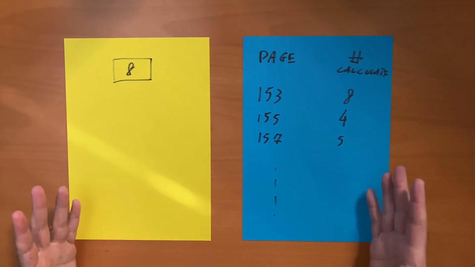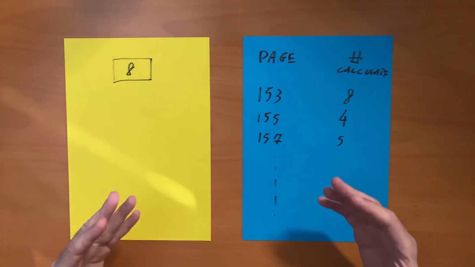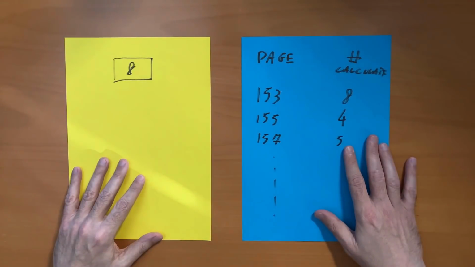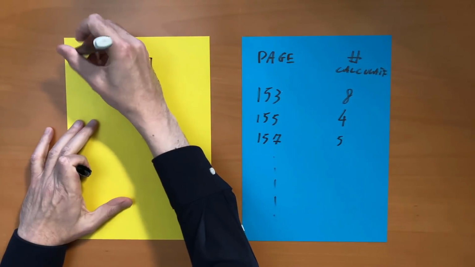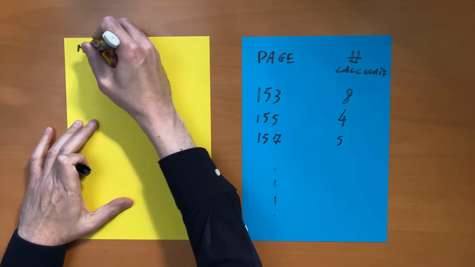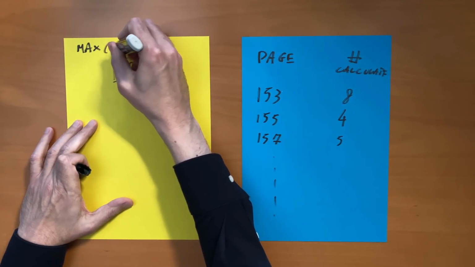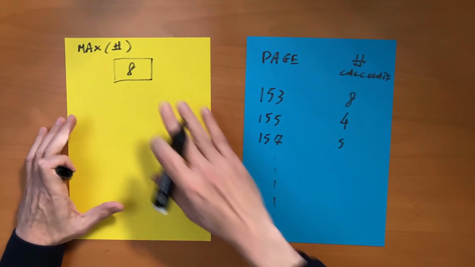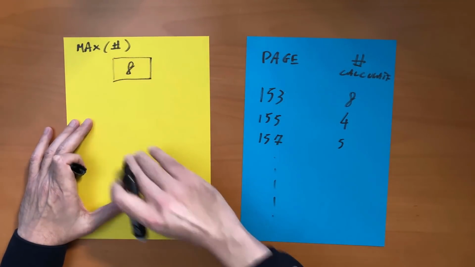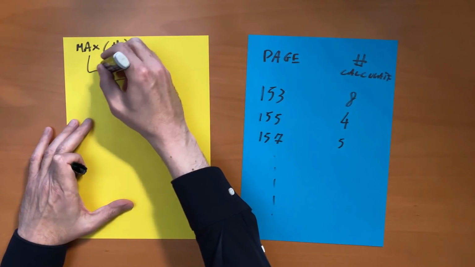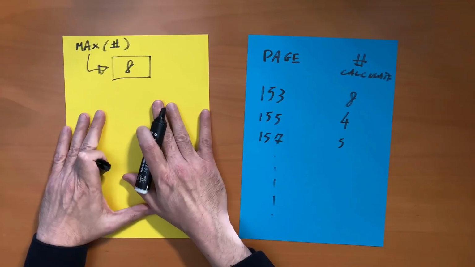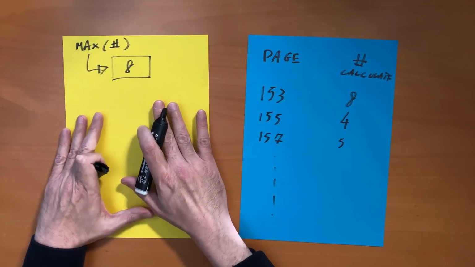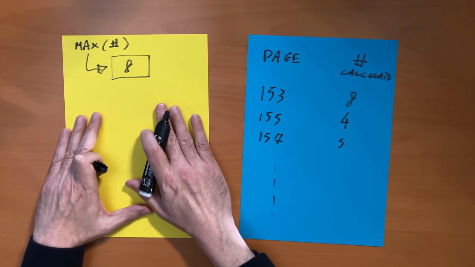Now, this is a representation of what the DAX engine does when we have a query. The initial request is: give me the maximum number of CALCULATE words in a single page of the book. And this produced this result. This is what the formula engine does. The yellow sheet here represents the formula engine.